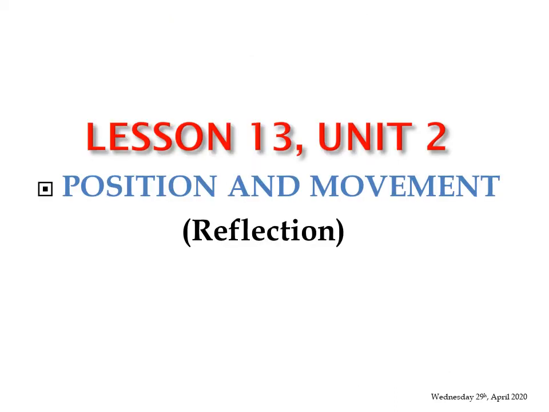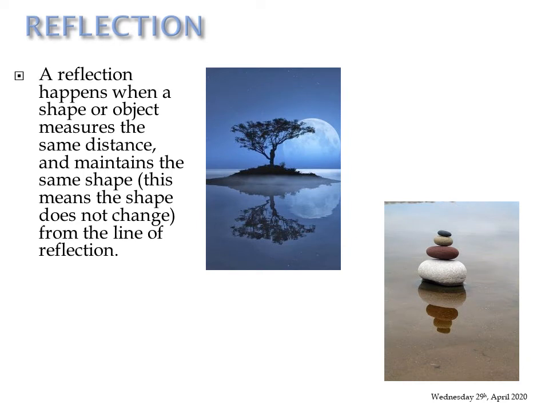Now let's see unit 2. The second topic we did in this lesson is reflection. Now what's a reflection? We can say that a reflection has happened when a shape or an object is still at the same distance and it's still the same shape from the line of reflection. The shape does not change, the size does not change.